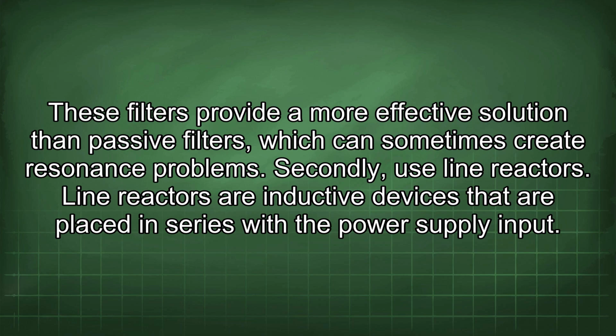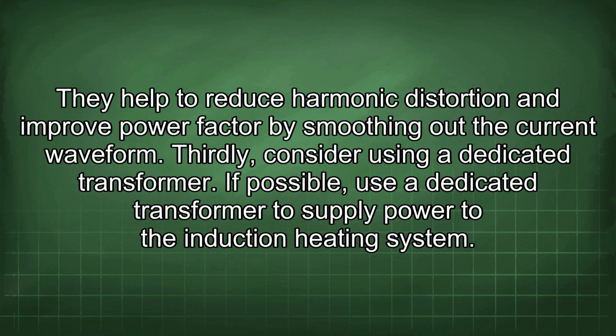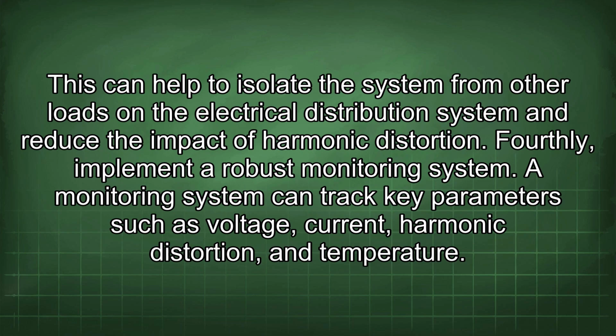Secondly, use line reactors. Line reactors are inductive devices that are placed in series with the power supply input. They help to reduce harmonic distortion and improve power factor by smoothing out the current waveform. Thirdly, consider using a dedicated transformer. If possible, use a dedicated transformer to supply power to the induction heating system. This can help to isolate the system from other loads and the electrical distribution system and reduce the impact of harmonic distortion. Fourthly, implement a robust monitoring system.